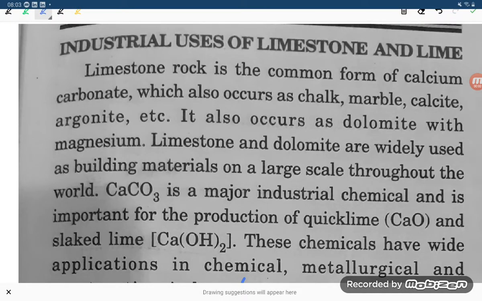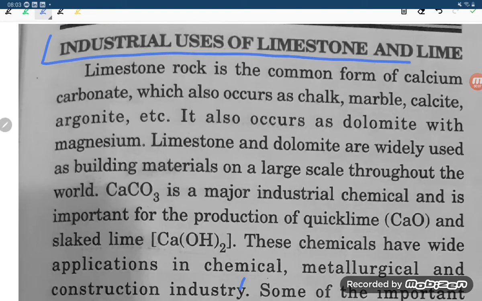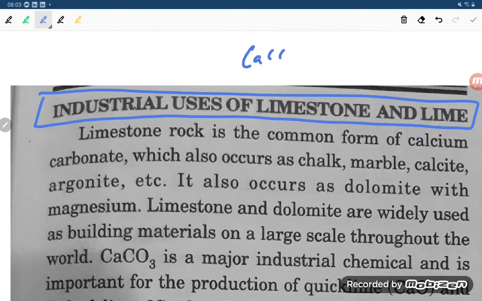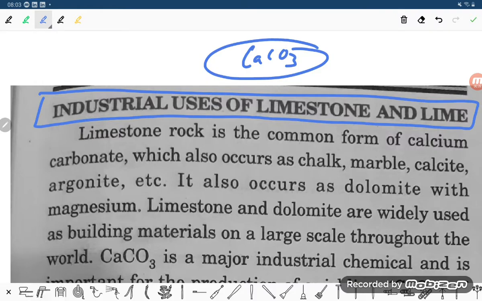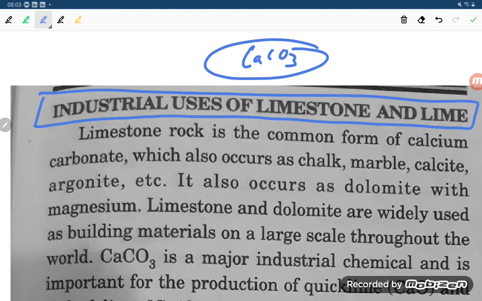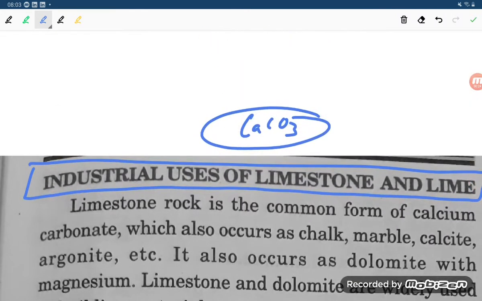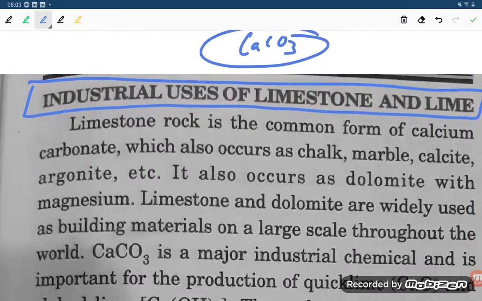Hello, good morning, students. Let us try to understand one important topic, that is industrial usage of limestone and lime. You know very well that calcium carbonate is known as limestone. This industrial usage we are going to study from the Modern ABC book. So let us have a look over it. What are the industrial usages?